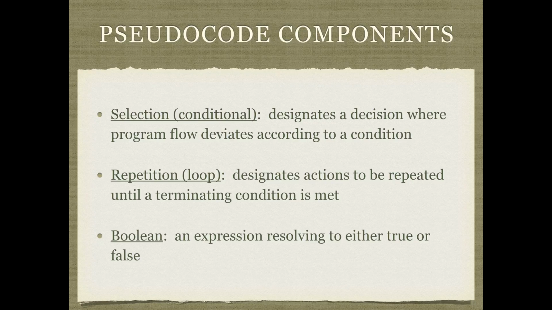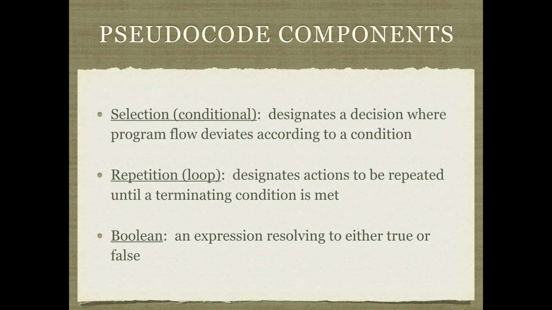So with a repetition or a loop statement, pseudocode allows you to identify conditions or sets of actions that could be repeated until some sort of other event occurs, until a given condition is met.